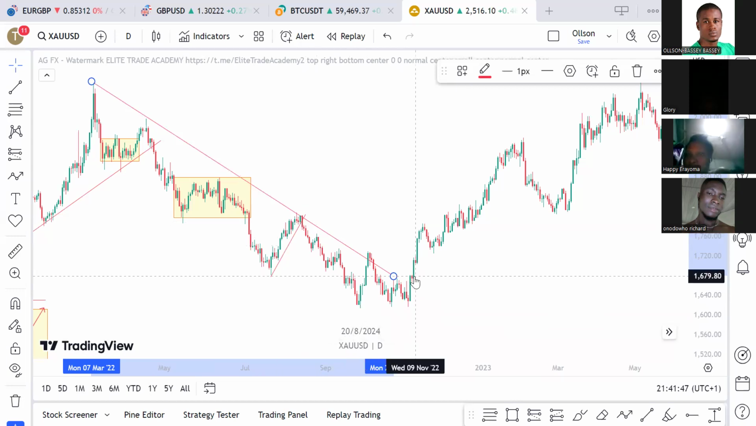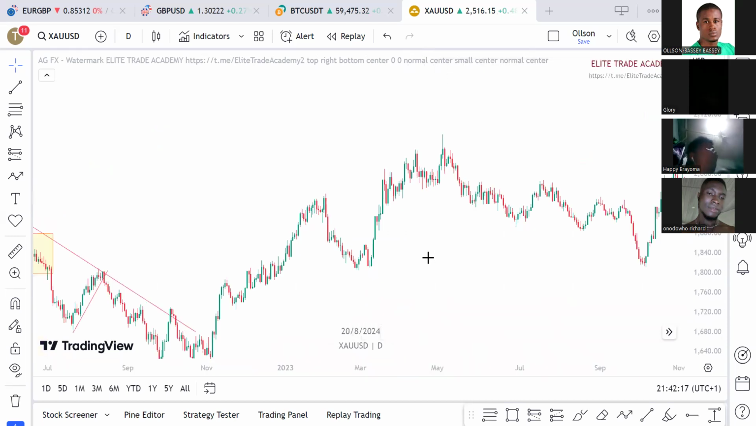But a fake out will come in like this and immediately return back inside the trend line. Instead of it breaking out, bouncing off the trend line and continuing upward, no, it breaks out, comes into the trend line again, retests the trend line from inside and continues moving. That's a fake breakout.